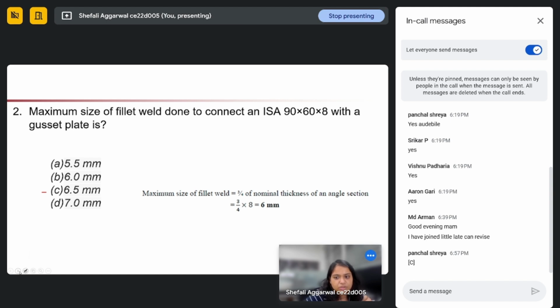Actually B. So the maximum size of fillet weld is given by 3/4 of nominal thickness. In this case, our nominal thickness is 8. So 3/4 of 8 will give us 6 mm. So the maximum size of fillet weld, in this case, is 6 mm. Okay.